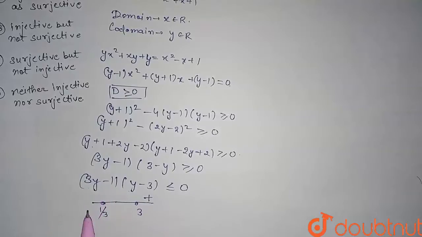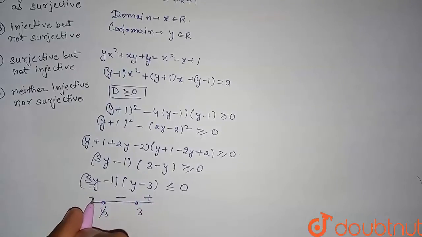And similarly, if we substitute any value between these two, then this bracket will be positive and this will be negative, so we can say that the overall function will be negative. And similarly for this, if we substitute a value less than this 1 by 3, then this will be negative and this also will be negative, so overall that will be positive, so this will be plus.